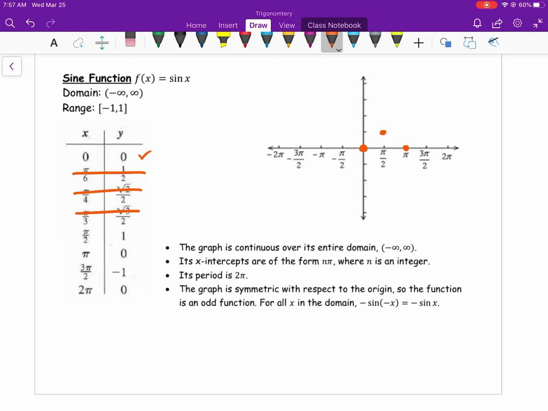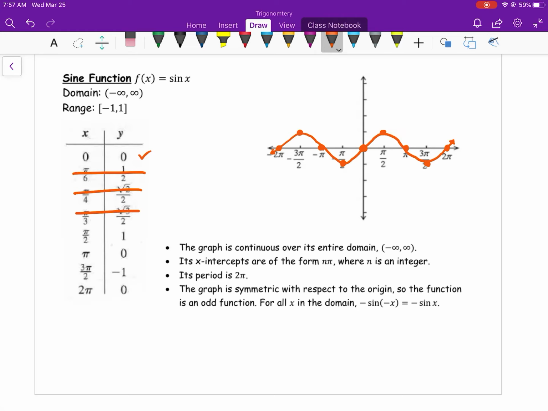At pi over 2 we went back down, to 0 at pi. Then we go to 3 pi over 2, where we go down to -1, and then 2 pi is 0. If we repeat the pattern on the left-hand side of the y-axis, instead of going up to the right, we go down to the left, back up to 0. The height that this oscillates at is called its amplitude, which we'll talk about in a little bit. Make sure you have arrows on these graphs because they do repeat forever.